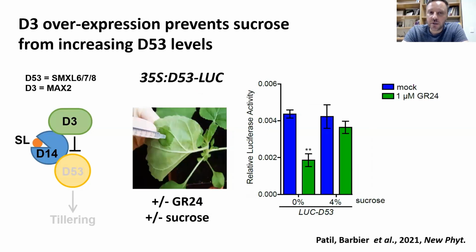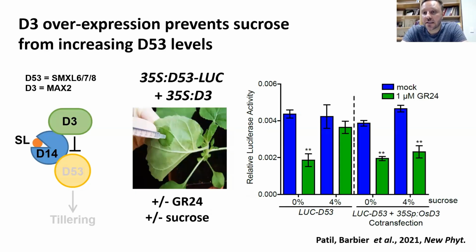So we decided to repeat the experiment that we did before, but this time with co-transfecting D3, an overexpressor of D3. And contrary to what we observed without co-transfecting, this time GR24 retained its inhibitory effect on D53, suggesting that sucrose cannot promote D53 anymore if MAX2/D3 is overexpressed. So now we wanted to test this at the phenotypic level.